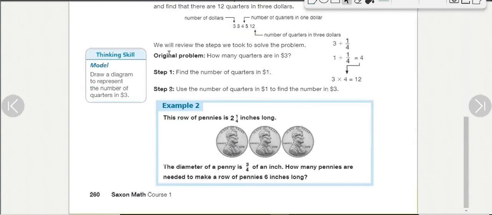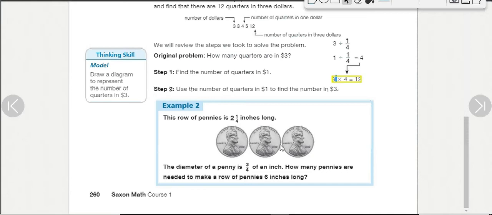The steps we took, they said how many quarters are in $3. We found how many quarters are in $1. And step 2, the final step, use this number of quarters in $1 to find the number in $3. Let's do it in example 2, and then I'll give you some practice problems.